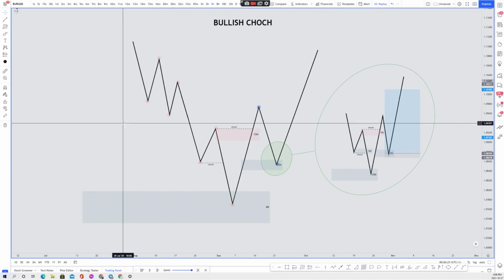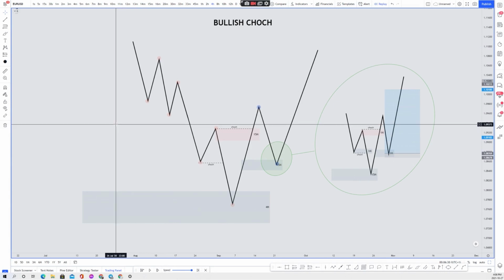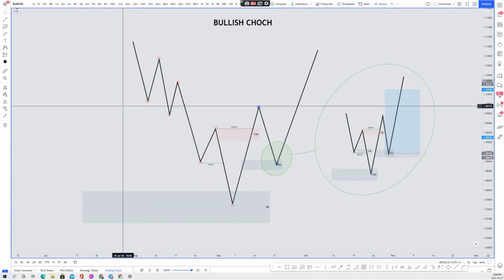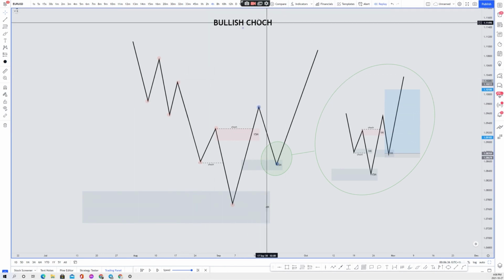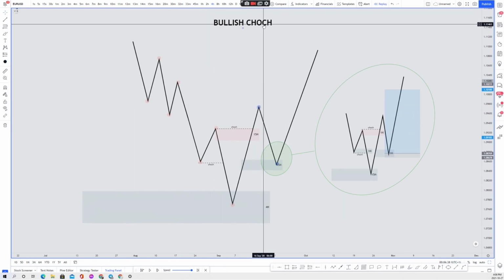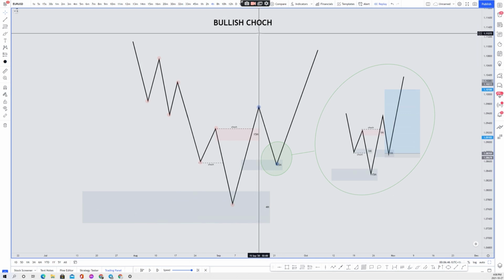Hey everyone, so in this section I wanted to go over changes of character and flip zones, what are they and how do we use them. So change of character, also known as a CHOC, that's the abbreviation, is essentially where we see money swap hands and ultimately the market will go a different direction.